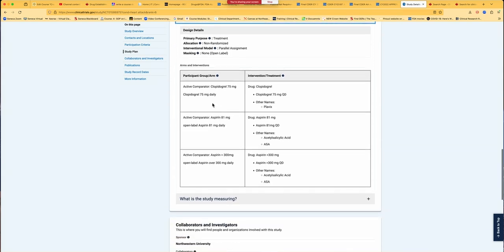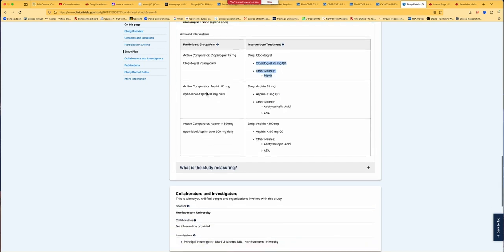So here we see that we had a group which was called active comparator. Okay, 1, 2, 3, but group 1, the comparator was again Plavix, and we were just looking into using Plavix at 75 milligram every day. Then we also had a second group, and the active comparator was aspirin at 81 milligram per day, and we were giving our patients aspirin at 81 milligram per day.